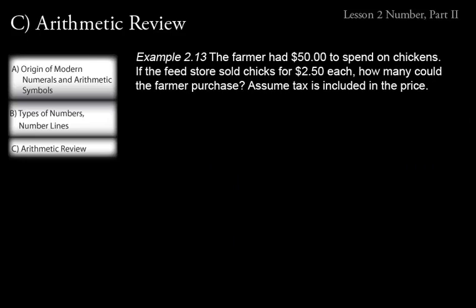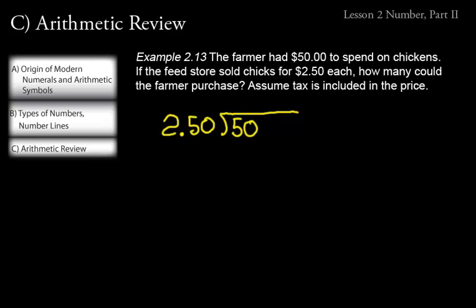Let's do one more division problem. Look at this example. The farmer had $50 to spend on chickens. If the feed store sold chicks for $2.50 each, how many could the farmer purchase? Assume tax is included in the price. So basically what the farmer wants to do is take his $50, break that up into how many chickens, divide it up. So we want to do a division problem here. So let's just go ahead and write it down. The $2.50, that's the divisor. So we put that here, 2.50, long division symbol, and 50 here.